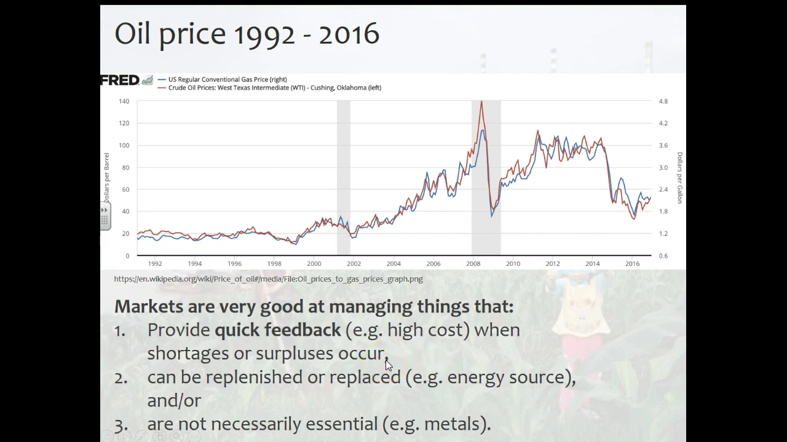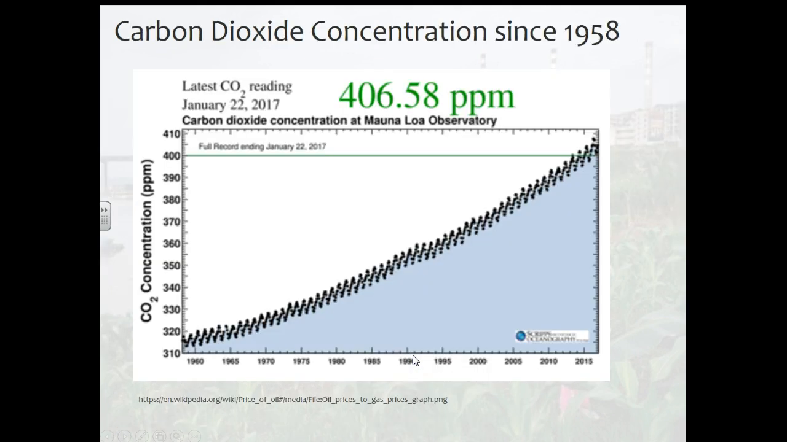Markets are phenomenal at managing things that they can see and get feedback on. But there's a few caveats here. This is a chart of carbon dioxide concentration in the atmosphere since 1958. You can see a clear trend. These are direct measurements in the atmosphere: a huge increase in carbon dioxide emissions since 1958.